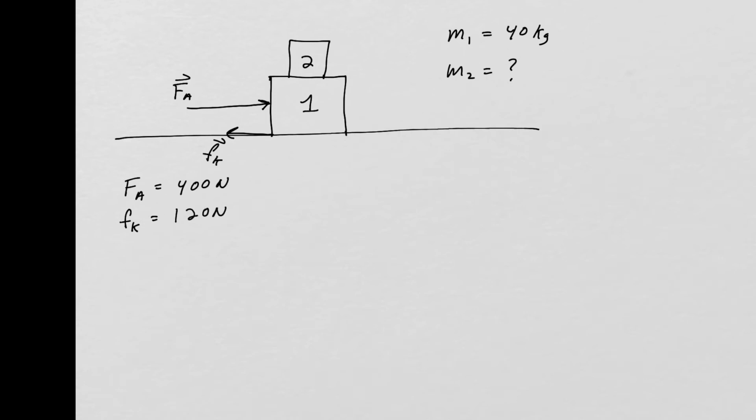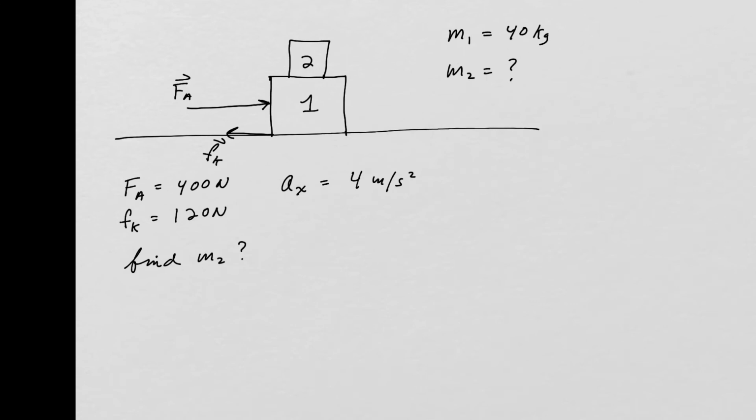Okay, and let's say we're also told that the acceleration in the x direction is 4 meters per second squared. So using all the information, we want to find m2. The goal here is to find that second mass. What is the value of that second mass in kilograms?